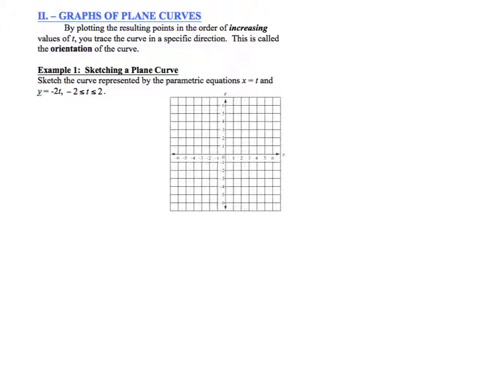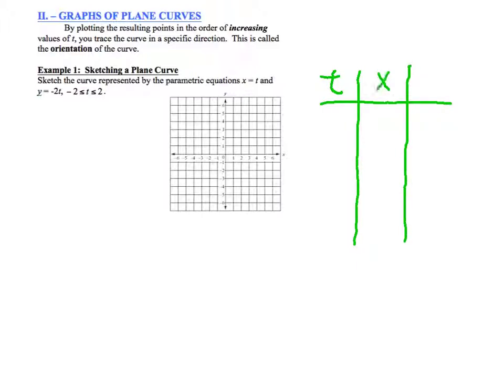Now whenever you want to sketch a plane curve, you need to make a table, but you need to have 3 columns, not just 2. So if we make 3 columns in our table, the first column will be t, and then the second column will be x, and the third column will be y.